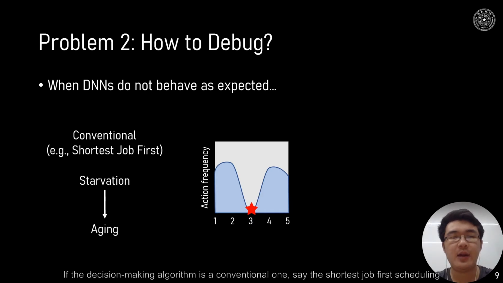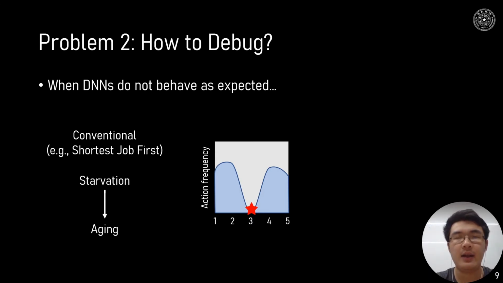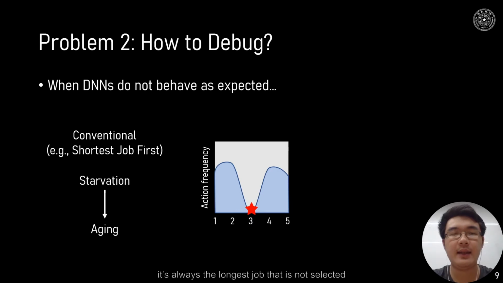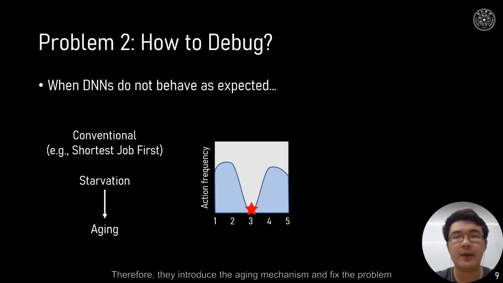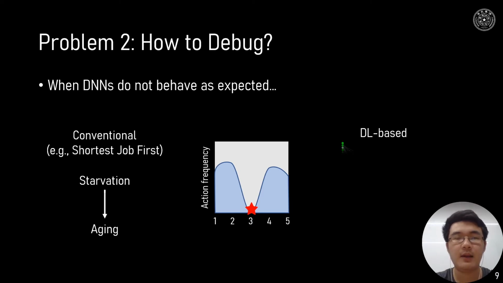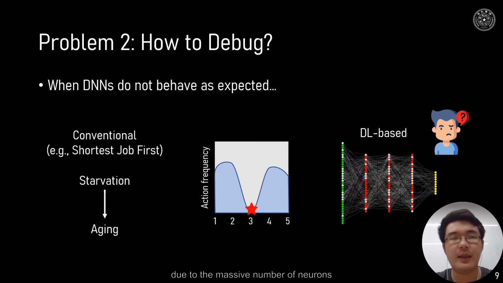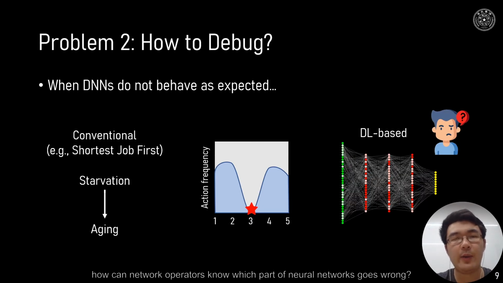If a decision-making algorithm is a conventional one, say the shortest job first scheduling, operators might realize that it's a starvation, by discovering that it's always the longest job that is not selected. Therefore, they introduce the aging mechanism and fix the problem. But when it comes to a deep learning-based algorithm, due to the massive number of neurons, how can network operators know which part of neural networks goes wrong?